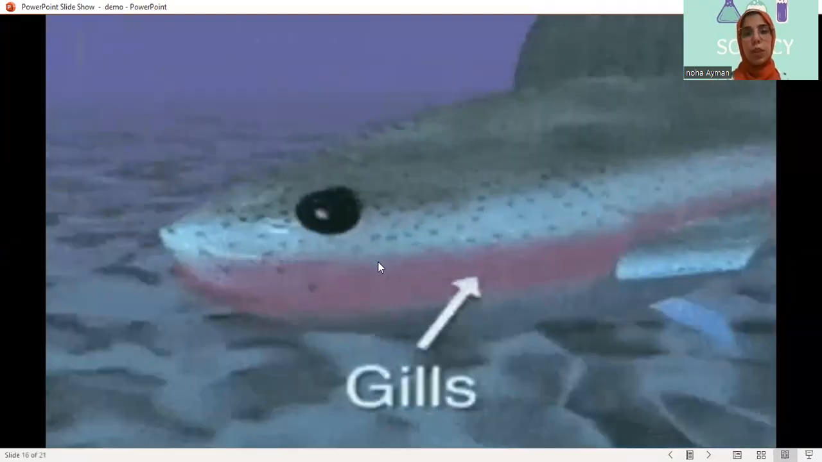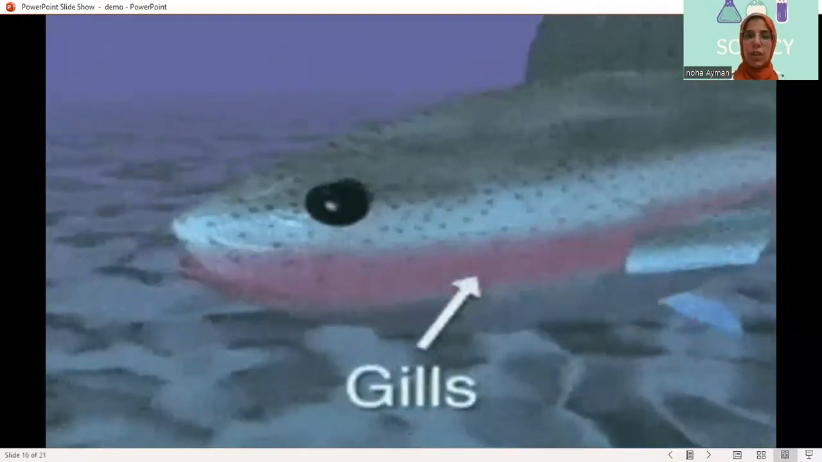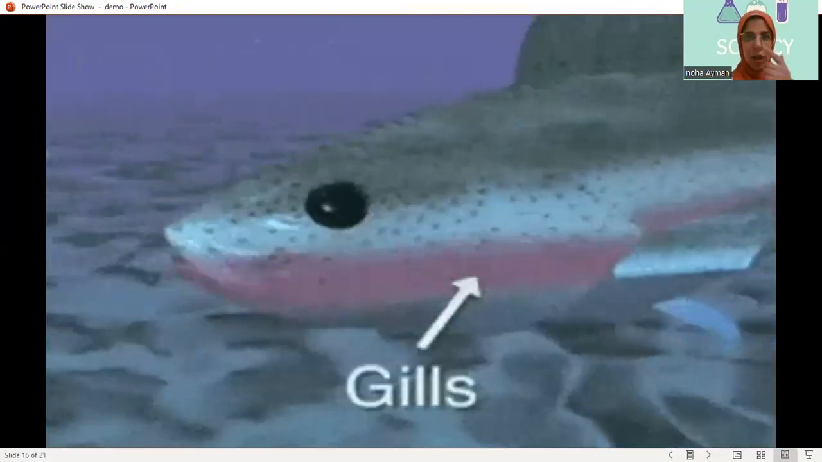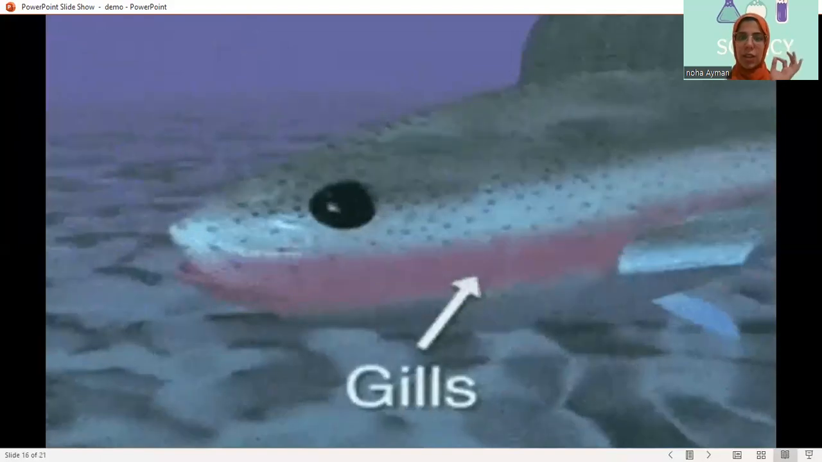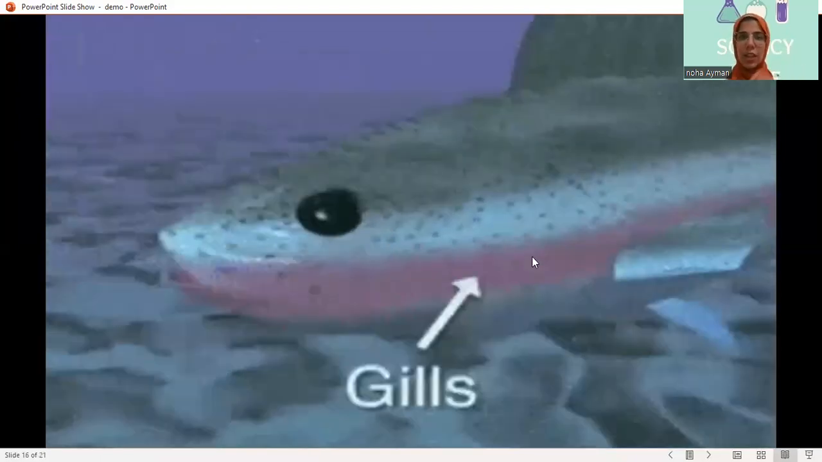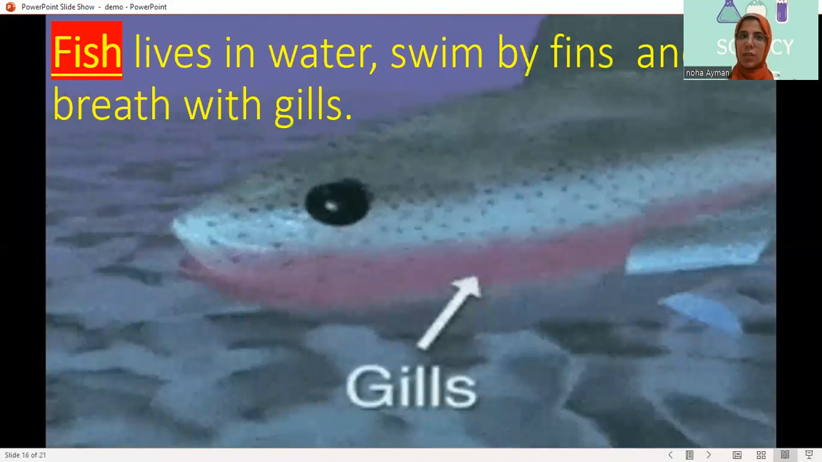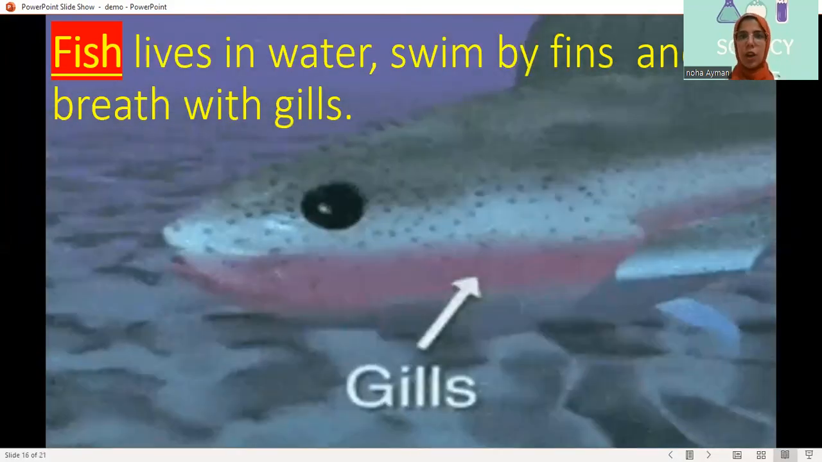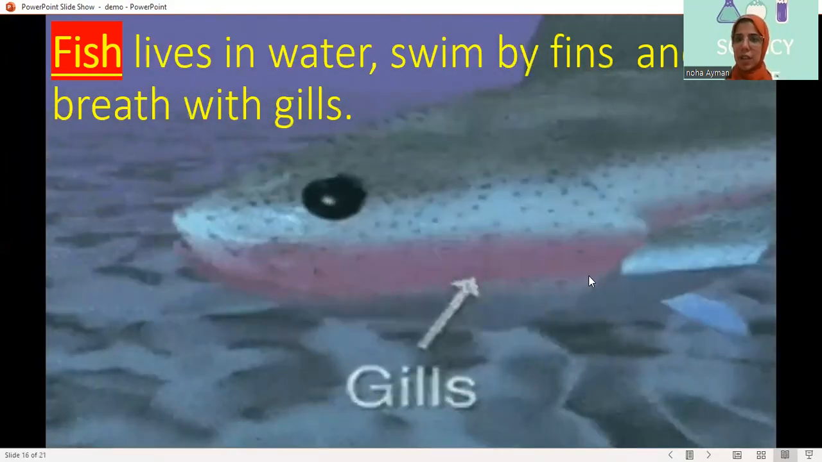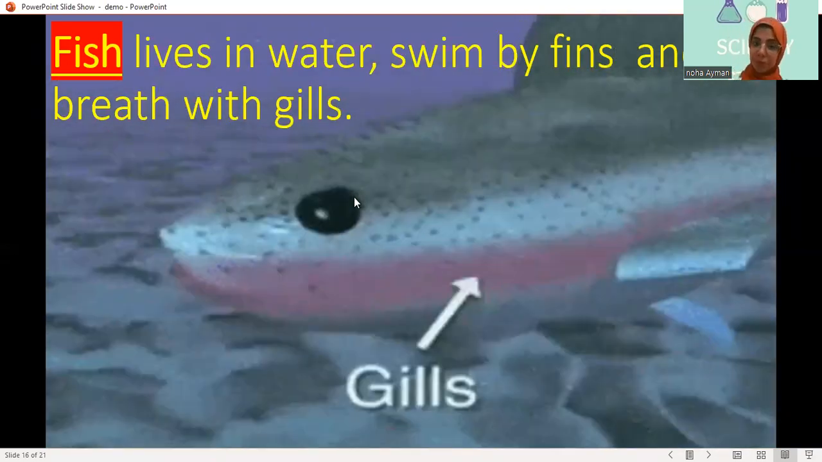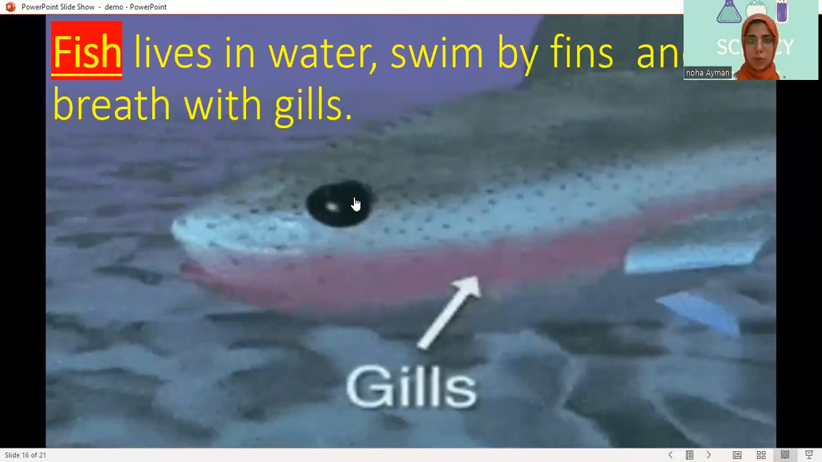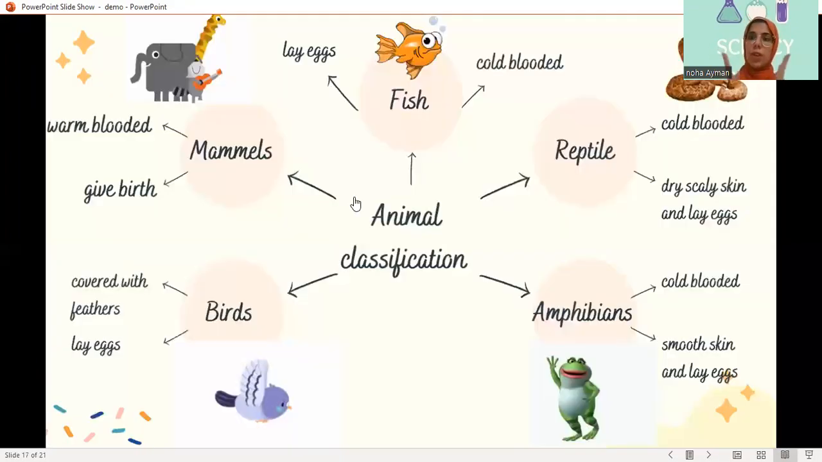And a very important piece of information about fish: they can't breathe using a nose. They don't have a nose like us, but they have gills. This part here is called the gills. The gills help the fish get the oxygen they need and breathe through it. And they also have fins down here and up there, and the tail, to swim under the water and move.